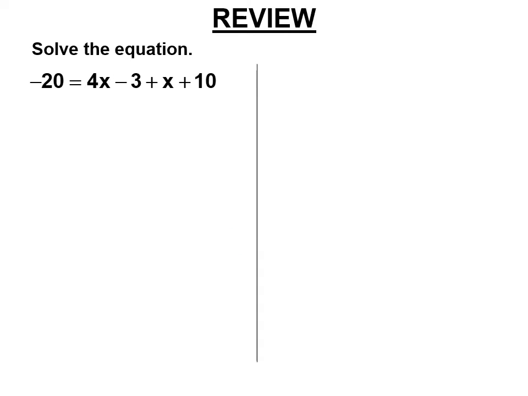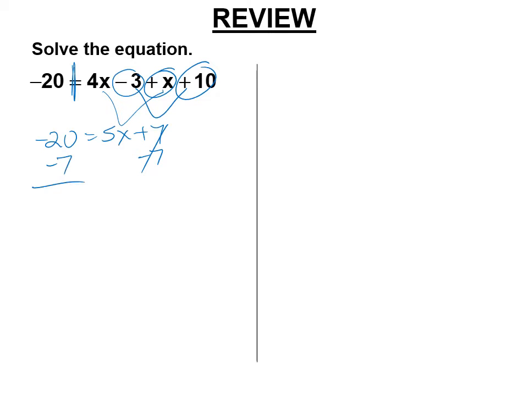All right, so solve the equation. Now, first thing you want to look at, are the x's all on the same side? They are. So combine your like terms is what you do there. 4x plus x is 5x. Negative 3 plus 10 is positive 7. Once you get to the two-step equation, you do the same old thing over and over again. Negative 20 minus 7 is negative 27 equals 5x. Divide by 5 both sides.